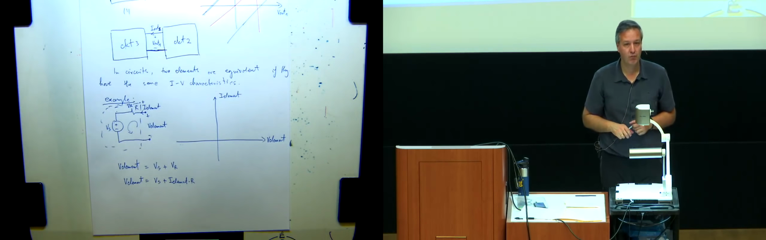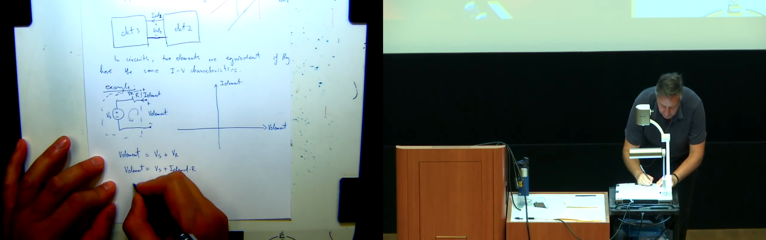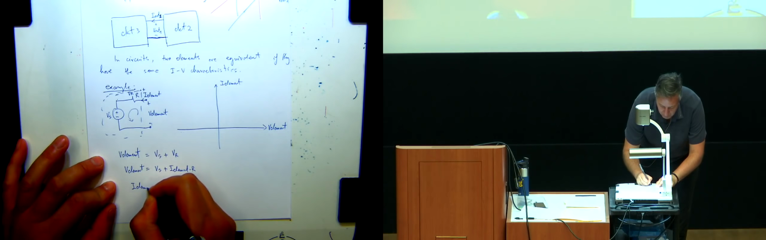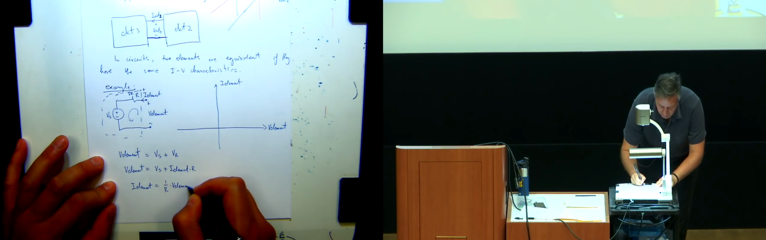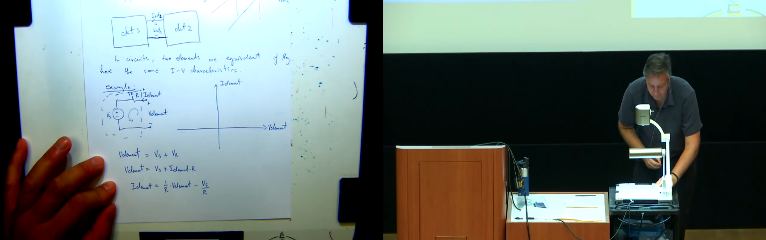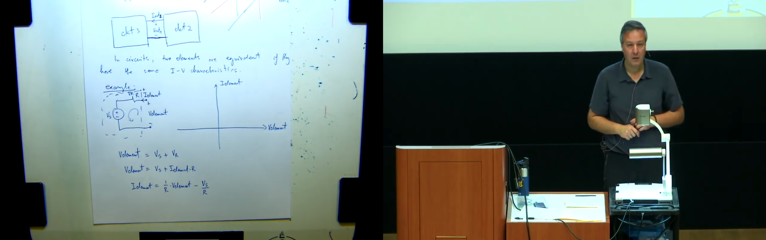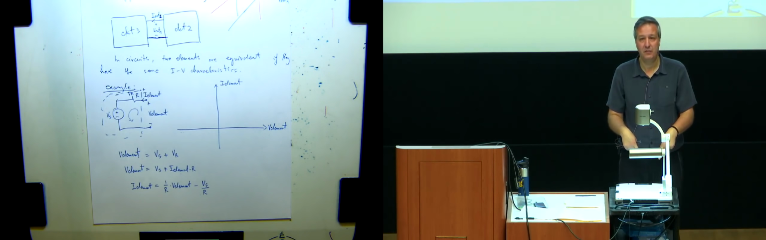Does that make sense? Okay. So from here, I actually wanted I element as a function of V element. So that's 1 over R times V element minus Vs over R. Right? So let's draw that curve. Does this make sense, what I did? Everyone clear on this equation?